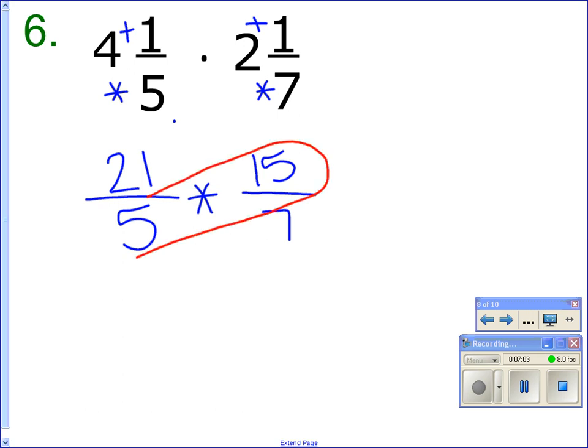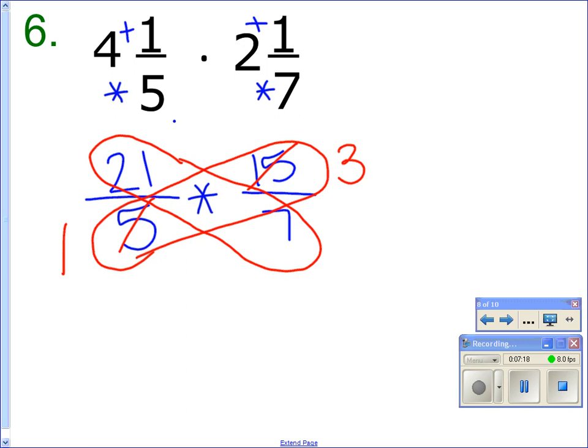We have 5 and 15. What number can go into 5 and 15? 5 can. So 5 divided by 5 is 1. 15 divided by 5 is 3. Then we have 21 and 7. What number can go into 21 and 7? 7 can. 21 divided by 7 is 3. 7 divided by 7 is 1.